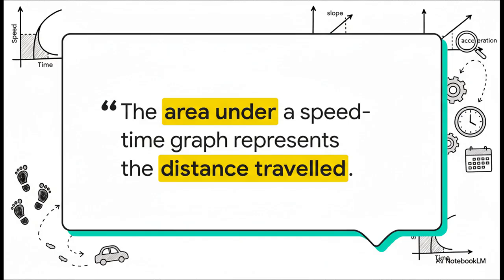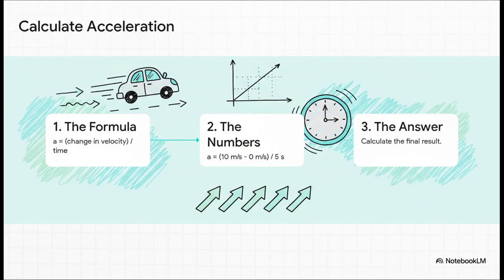Just think about it for a sec. How do you find the area of a rectangle? Length times width, right? Well, on this graph, that would be time multiplied by speed. And what does that equal? Distance.